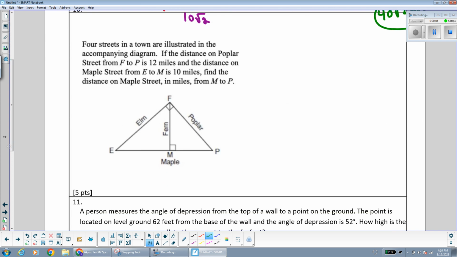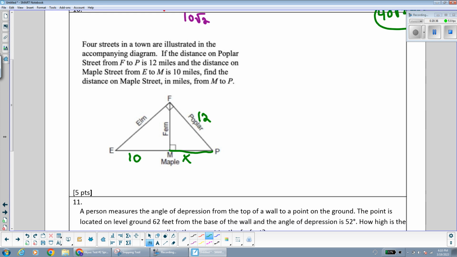Okay, moving down. Notice a big right triangle with an altitude drawn to its hypotenuse. So a big right triangle with two smaller right triangles inside. Right triangle altitude theorem, immediately think leg rule or altitude rule. It tells us from F to P is 12 miles and from E to M is 10 miles. Find the distance from M to P. So we're looking for the section over here. That is what we're looking for. I just labeled it as x.